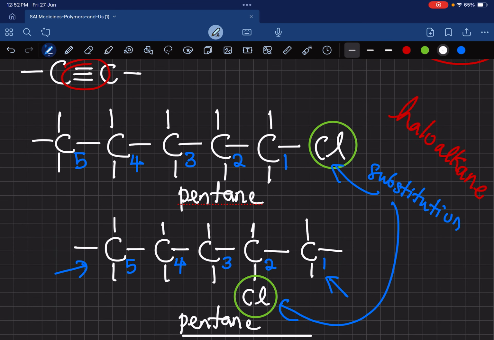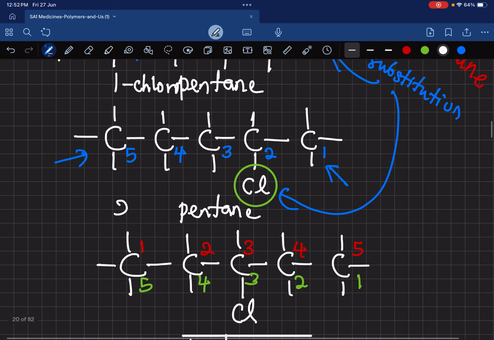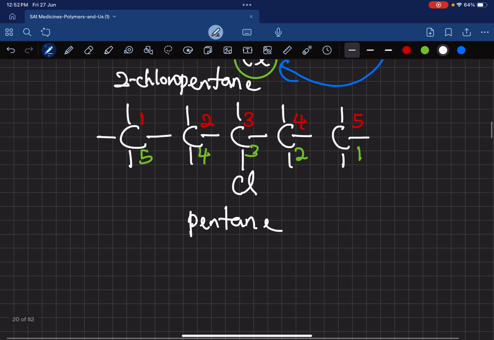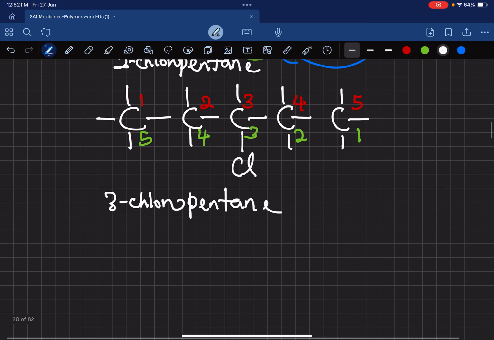So this is called 1-chloropentane. It's one word. And in this case, this becomes 2-chloropentane. It's one word. And in this case, this is called 3-chloropentane. It's one word, it's together. All right, so that's how we name this.